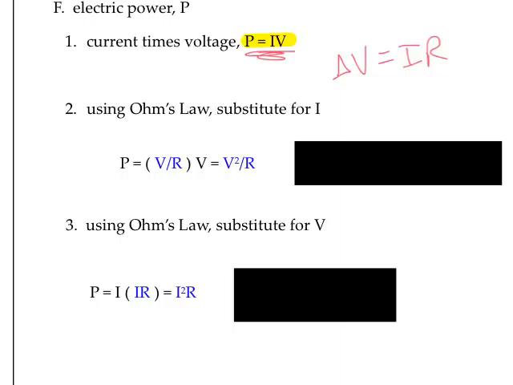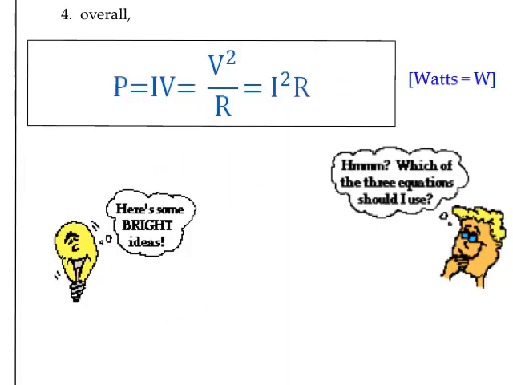So if you happen to not know the current or the voltage, you can use Ohm's law to substitute in and still be able to find the power. Now if we put all these together, we can say that power is equal to current times voltage, voltage squared over resistance, or current squared times resistance. And again, the units for power are going to be watts, which is a capital W.